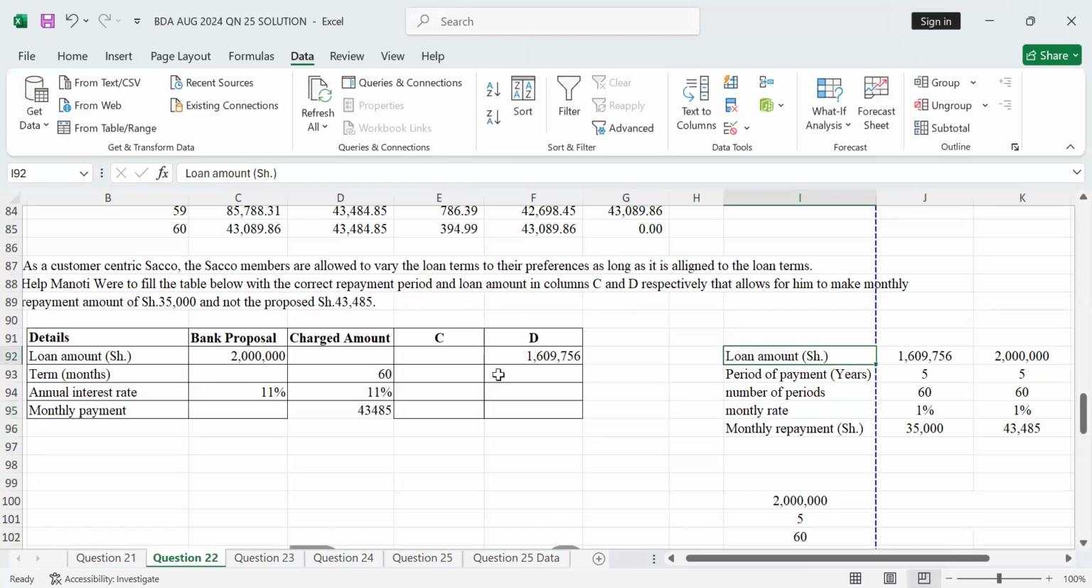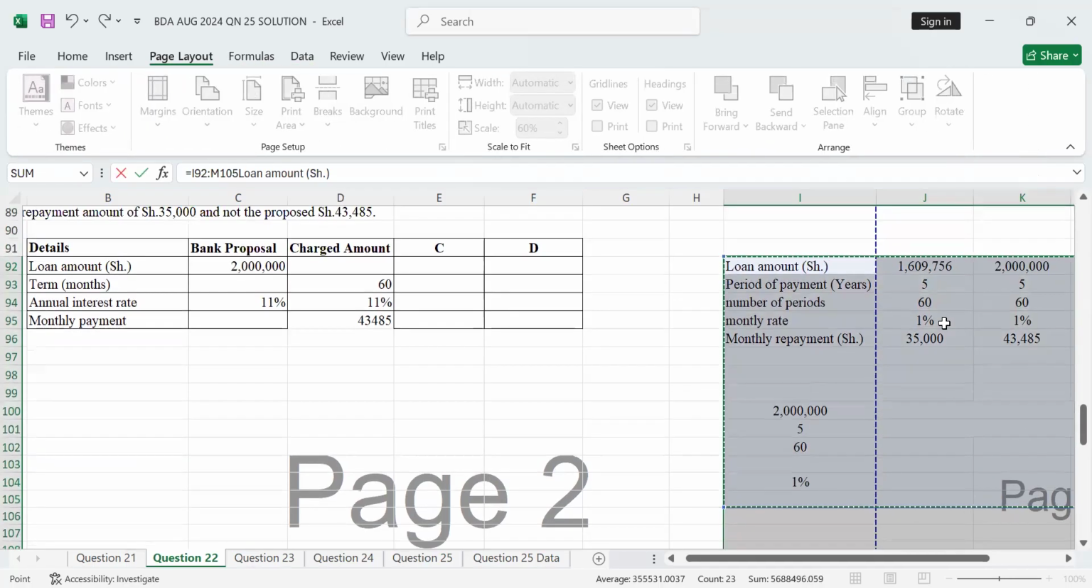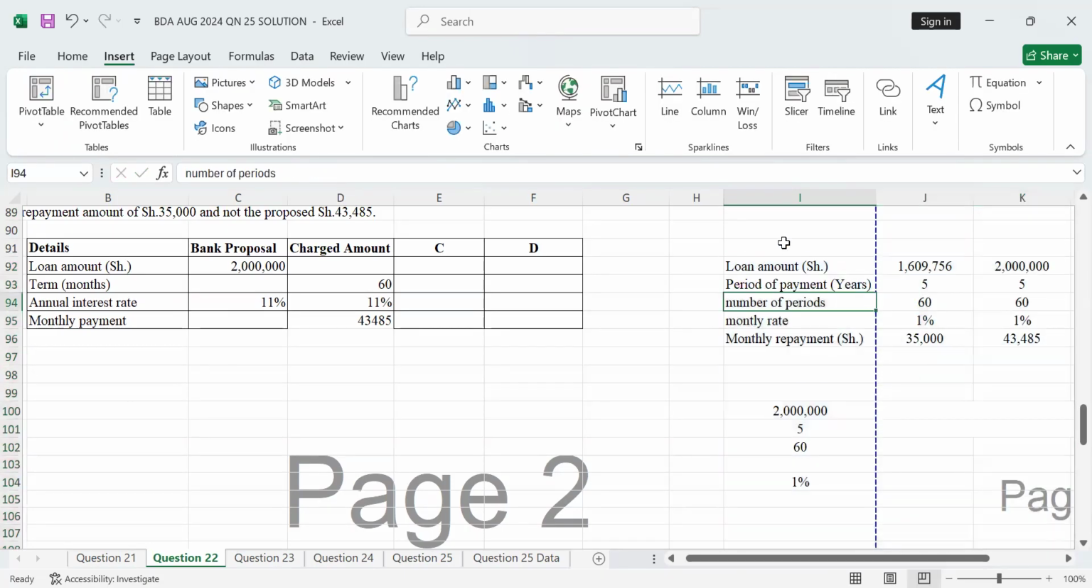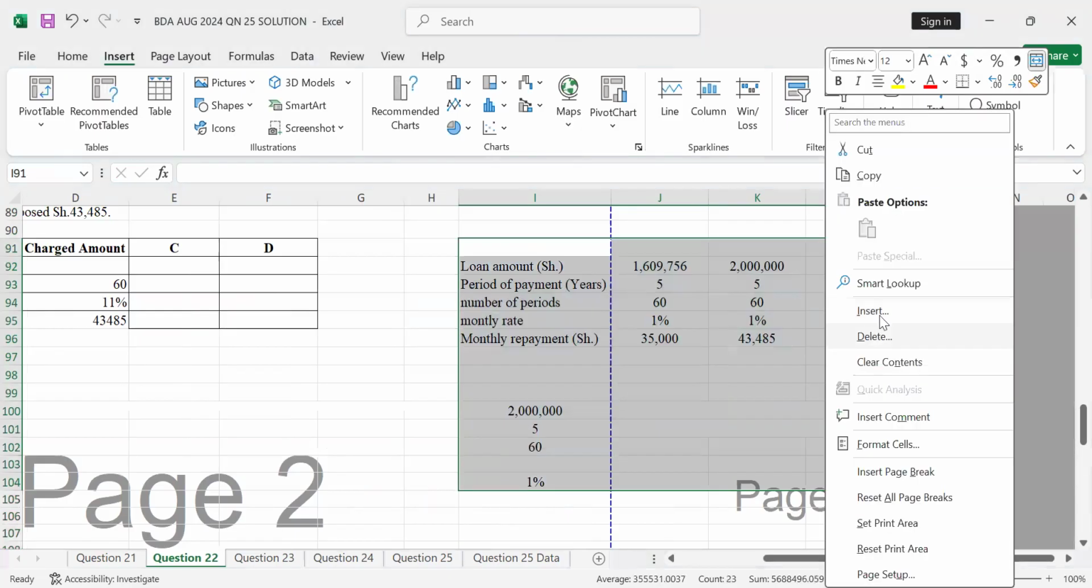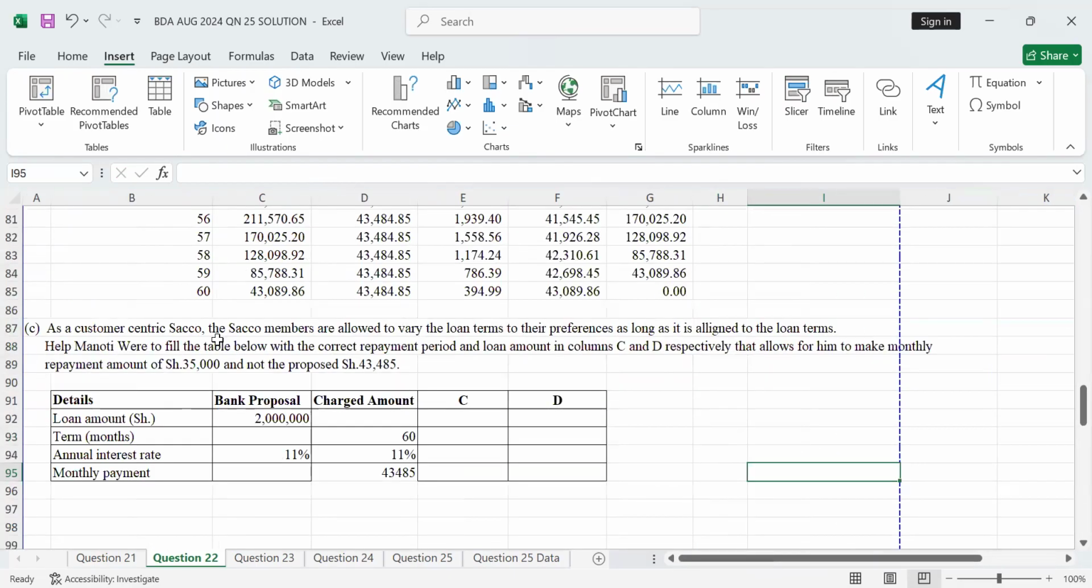So I'm hoping, let me just review this again for us to understand. Let me just do it a little bit clearly. So I escape, clear content. Look here, the question is here. A customer-centric is the circle members are allowed to vary the loan terms to their preferences. So as long as it is aligned to the loan terms, help Manoti fill the table below with the correct repayment period and a loan amount.